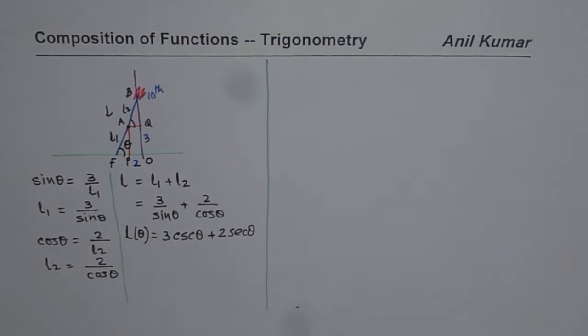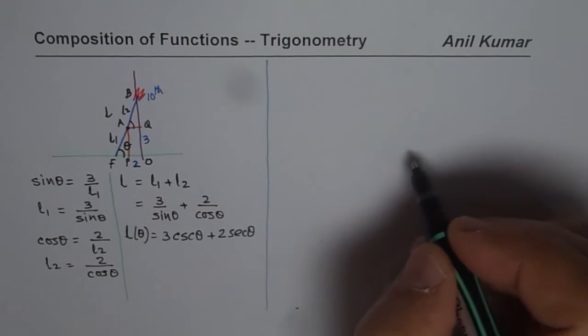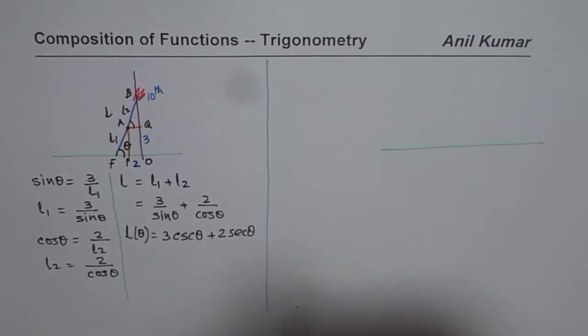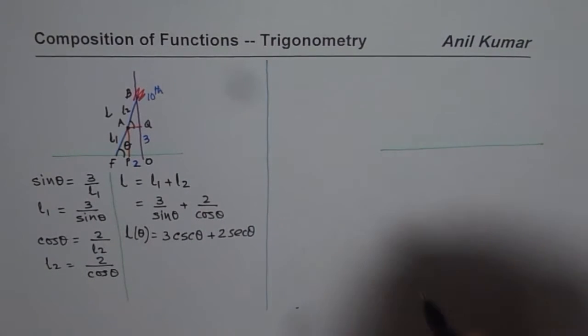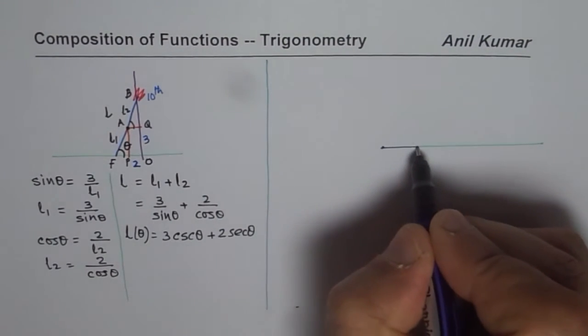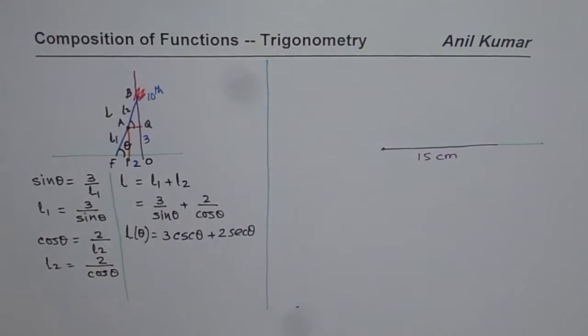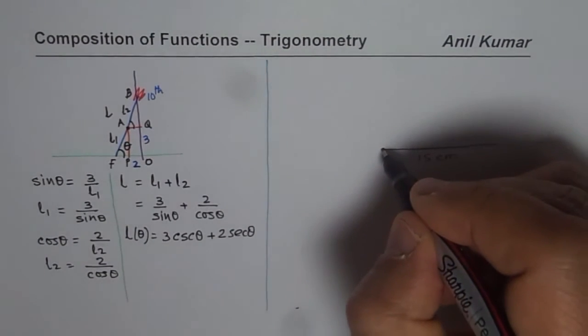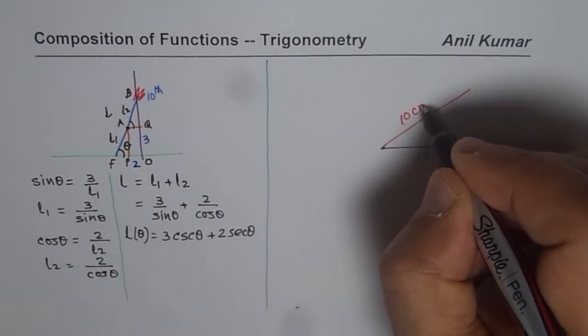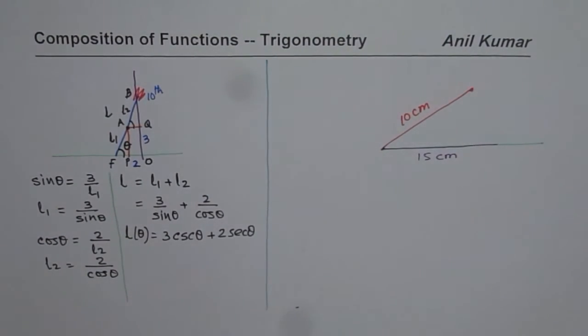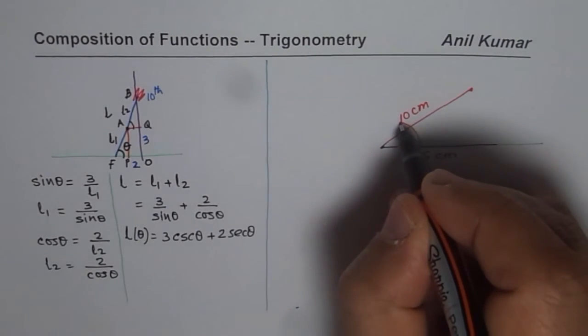Let me give you one more example. This time let me make a bigger figure. Let's say we have a triangle formed by the edges of two rods. Let's say this is one rod, which is, let us say, 15 centimeters. And then we have another rod, which is, let us say, 10 centimeters. Right? So let's say this is another rod, which is 10 centimeters.